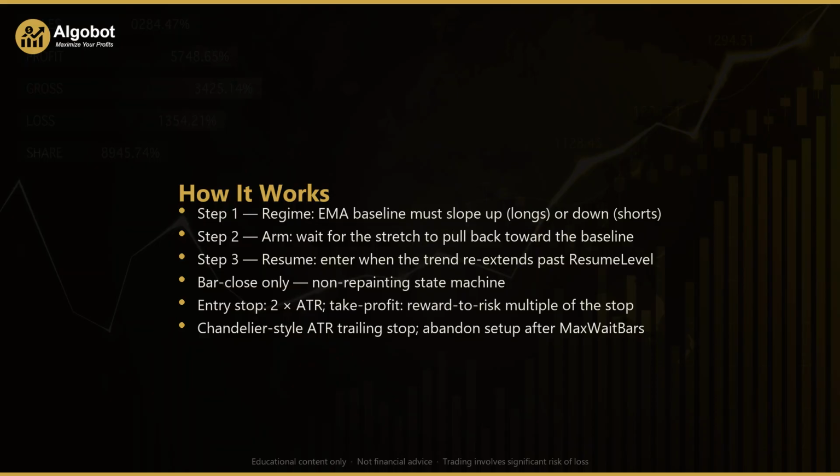When an entry condition is met, the EA places its stop at 2 times ATR away from entry, and its take profit at the reward-to-risk ratio, by default 2 to 1, times that stop distance. From there, a chandelier-style trailing stop takes over, set at 2.5 ATRs behind price. It only ever ratchets in the trade's favor, never loosening, which locks in open profit and trims givebacks if the move stalls. The strategy holds a single position until the stop or target is reached. That's the complete cycle: regime, arm, resume, manage, exit.